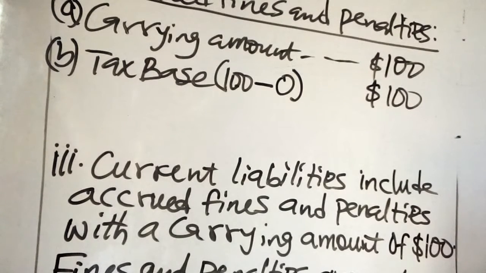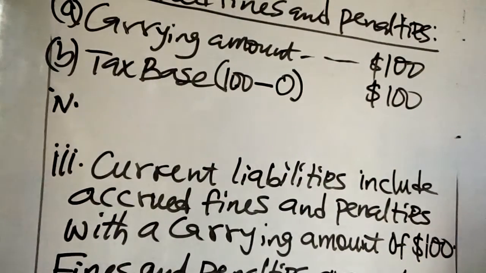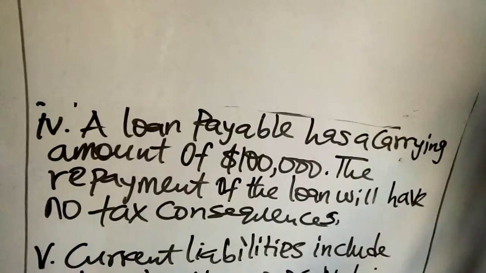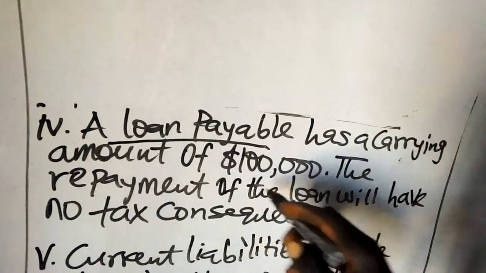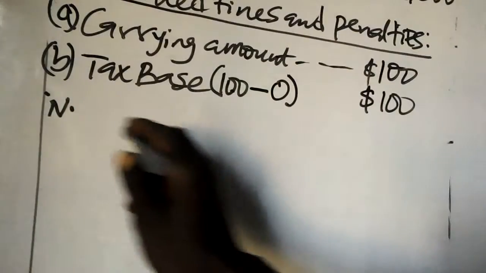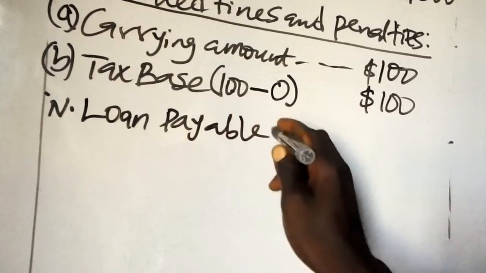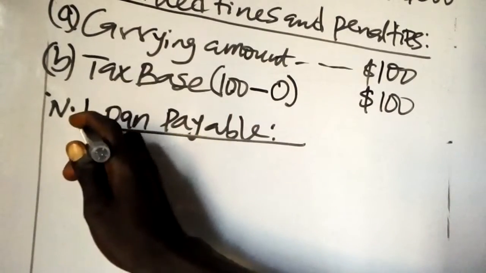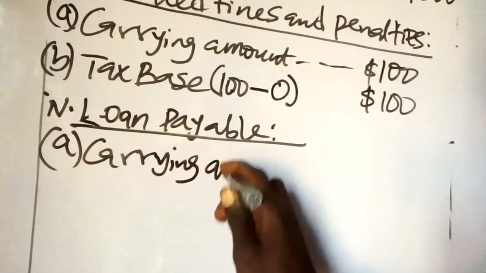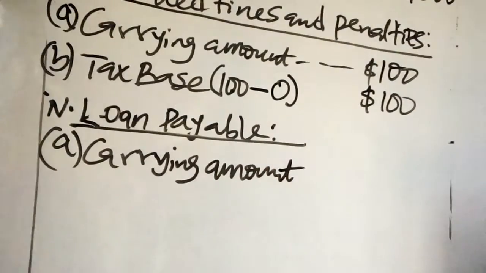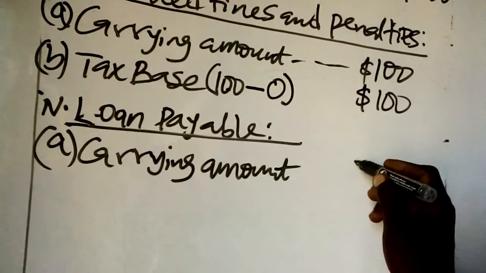Then note 4. In note 4, you were told that a loan payable has a carrying amount of $100,000. So note 4, that is loan payable. It has a carrying amount. The carrying amount of the loan payable is $100,000.